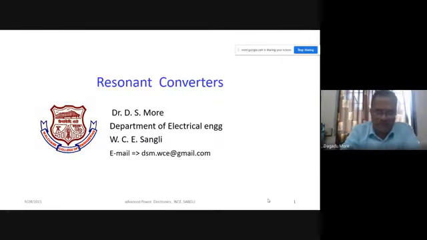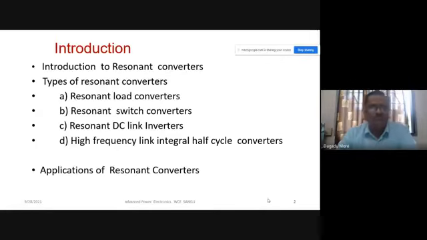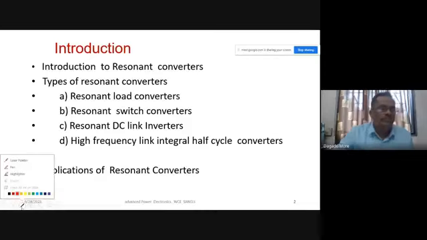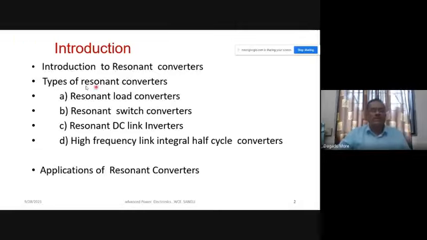So today we start with resonant converters. Again, it may be a DC to DC converter or a DC to AC converter, depending upon the applications. So here, there are various types of resonant converters.